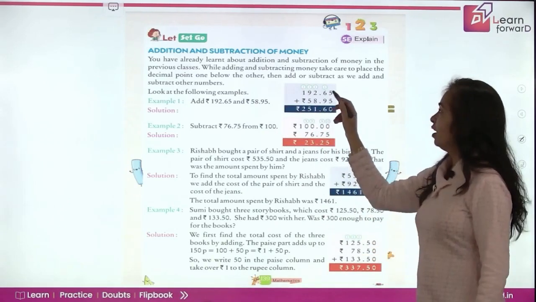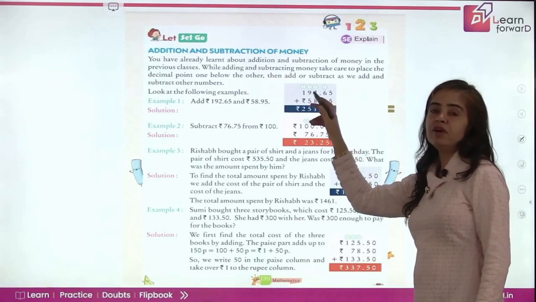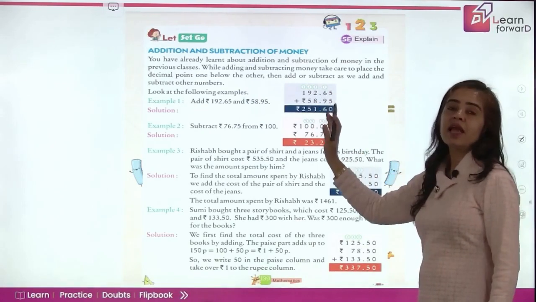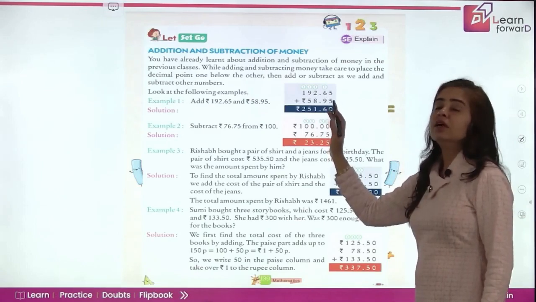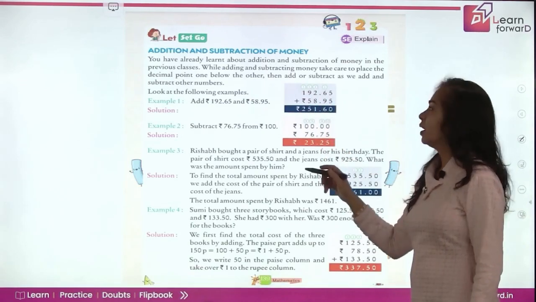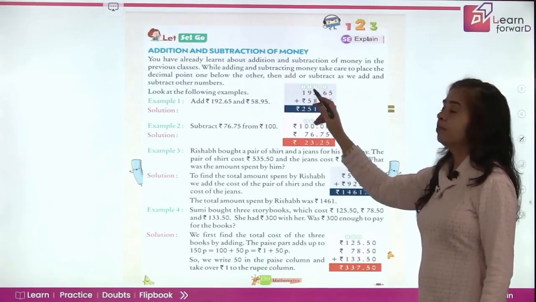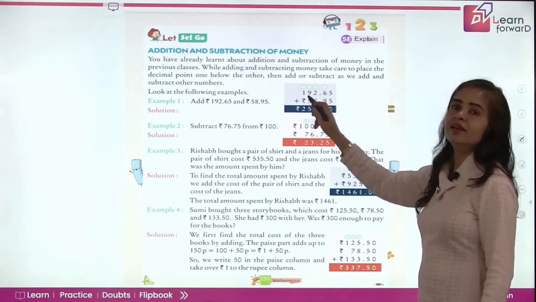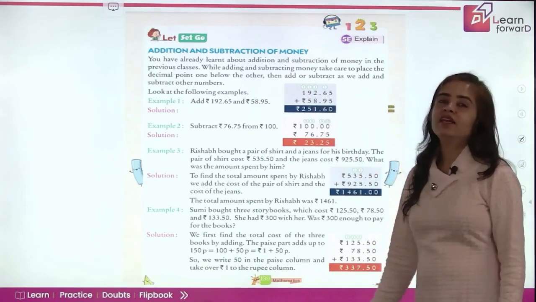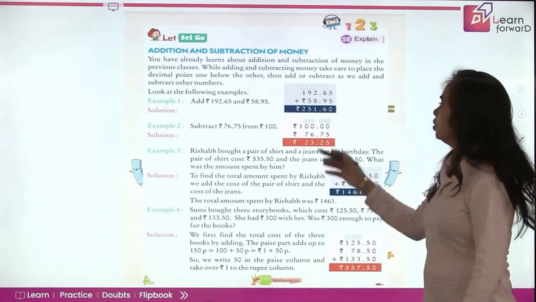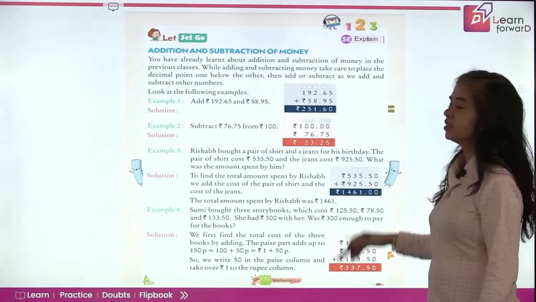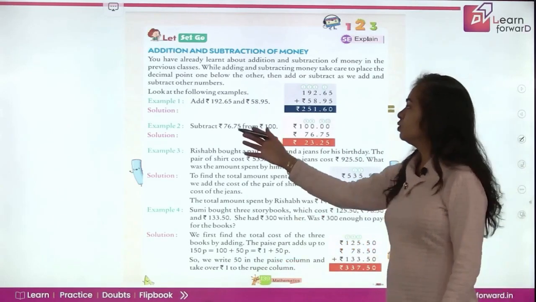So when you add 5 plus 5, 10, 0 carry 1, 9 plus 1, 10 and 6, 16, 6. So see, the carryover of the paise part of this amount is going to the rupees part. So 8 plus 2, 10 plus 1, 11, 1 carry 1, 9 plus 1, 10 plus 5, 15, 5 carry 1, and then 1 plus 1 is 2. So you get a total amount of rupees 251.60.